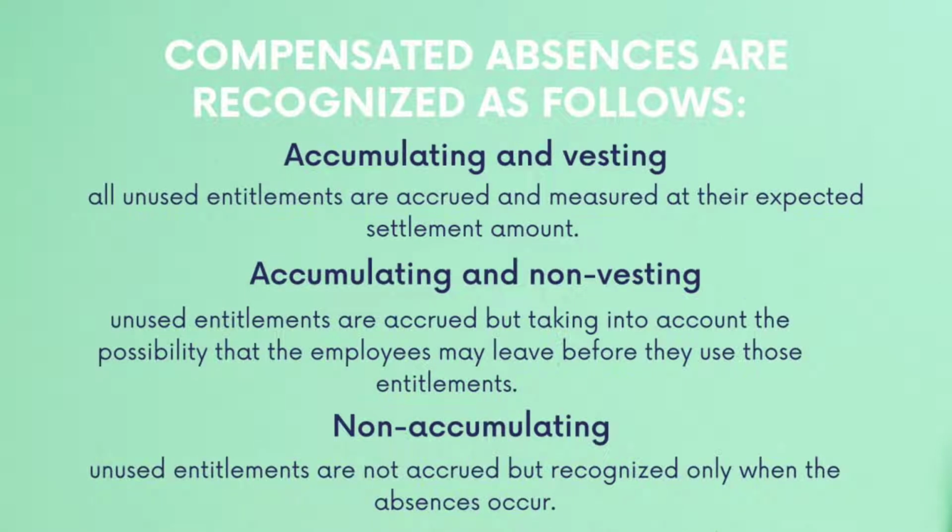Accumulating and vesting, which means that all unused entitlements are accrued and measured at their expected settlement amount. Accumulating and non-vesting, unused entitlements are accrued but taking into account the possibility that the employees may leave before they use those entitlements. And lastly, non-accumulating, which means that unused entitlements are not accrued but recognized only when the absences occur.